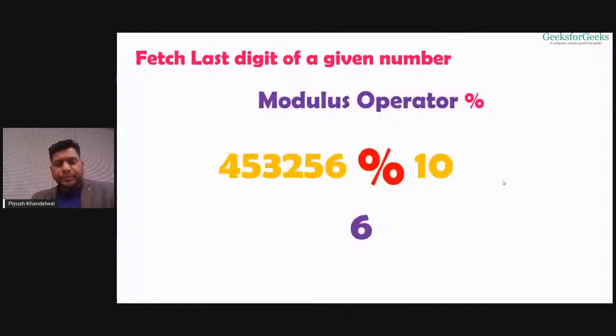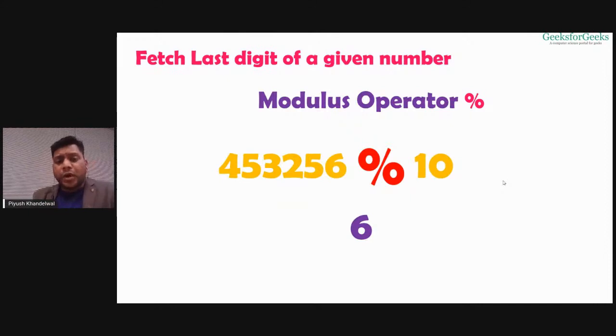Okay, so I hope you have got this, how to fetch the last digits. It could be the last digit, it could be the last two digits, it could be the last three digits, right? Using the modulus operation. And if you want to remove digits, you can use the simple integer division operation, right?